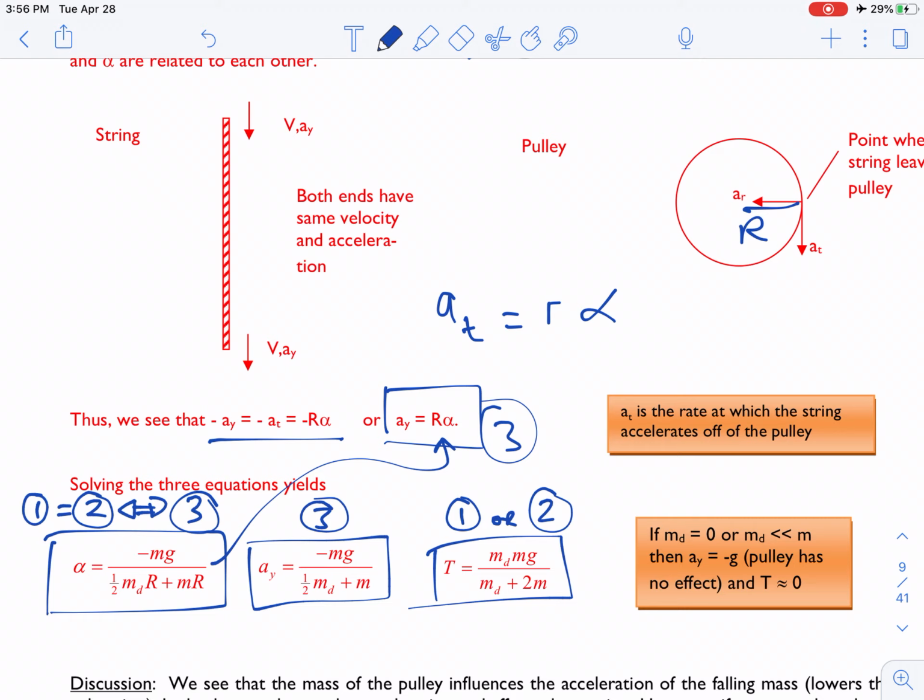But once you get them, make sure it makes sense, right? We said that, for example, if the disk or the pulley has no mass, or if it was very small compared to the suspended mass, then the linear acceleration would be negative g, right? So if I say that this term goes to 0, do I get negative g? Yes, I do. That makes sense, right? Because it would be a free fall then. And also, if you look at the tension, you should get almost 0, right? There shouldn't be any tension if there was no mass.